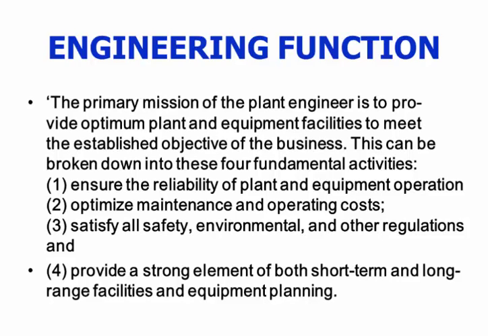The primary mission of the plant engineer is to provide optimum plant and equipment facilities to meet the established objective of the business. This can be broken down into these 4 fundamental activities. The first one, ensure the reliability of the plant and equipment operation. Second one, optimize the maintenance and operation cost. Thirdly, to satisfy all environmental and other regulations, also with regards to safety. And the fourth one is to provide a strong element of both short-term and long-range facilities and equipment planning.